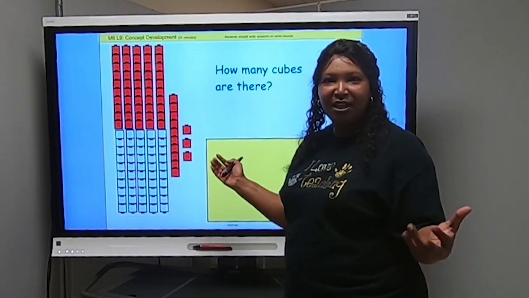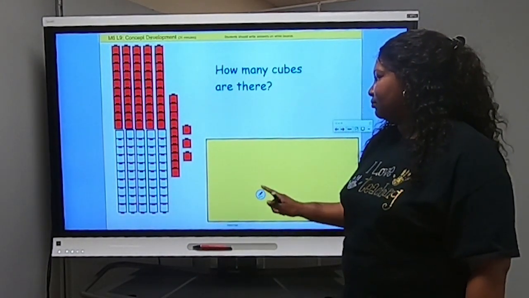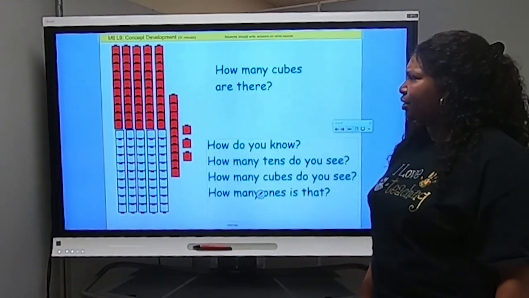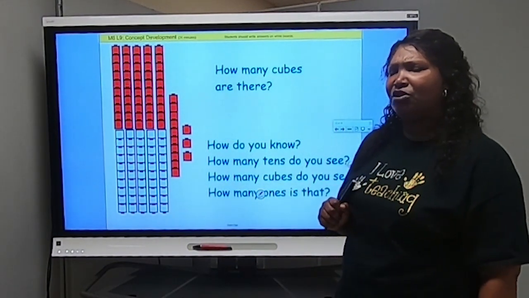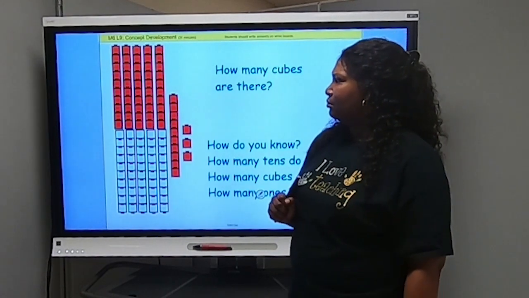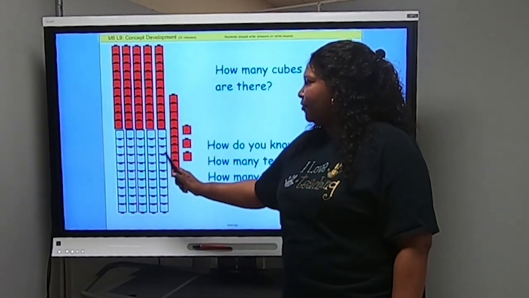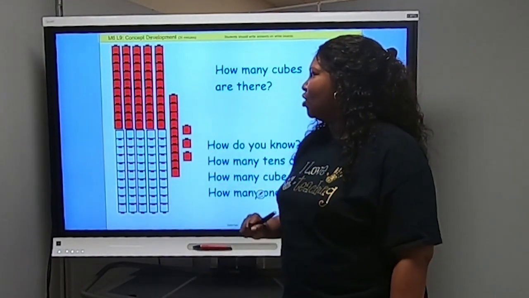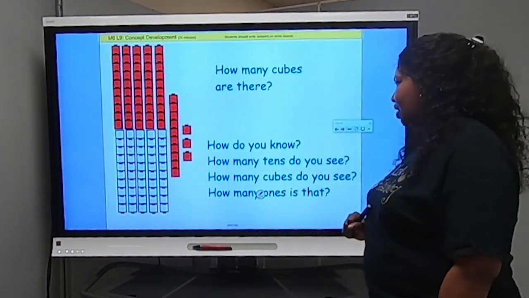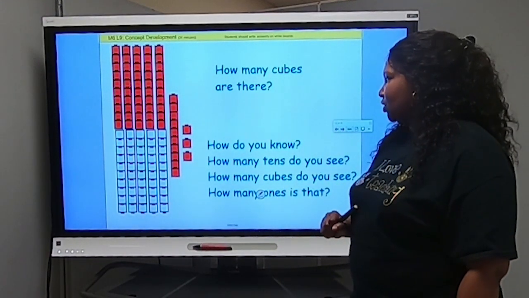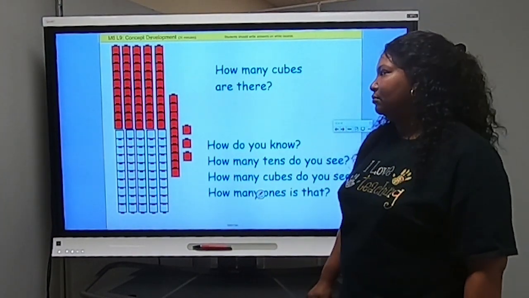How many tens is there? 11. Good. How did you know that there were 11 so fast? Okay, the 5 at the top, the 5 at the bottom, and then you have 1 ten on the side. Good job. How many cubes do you see in all?